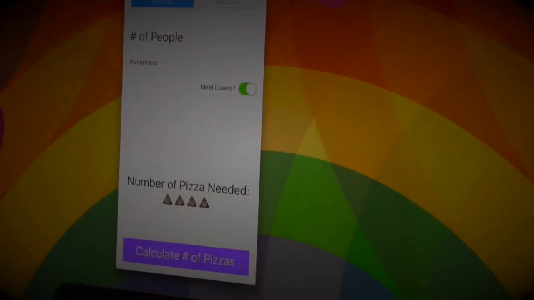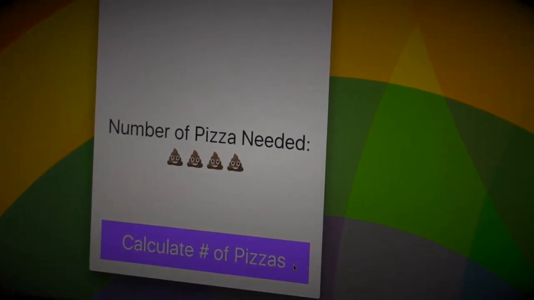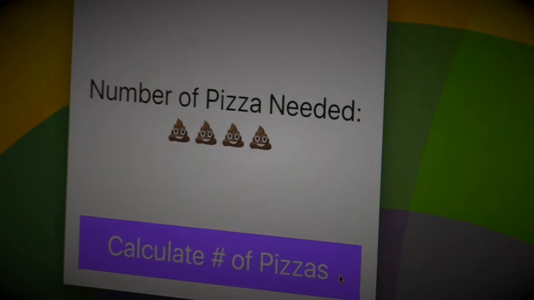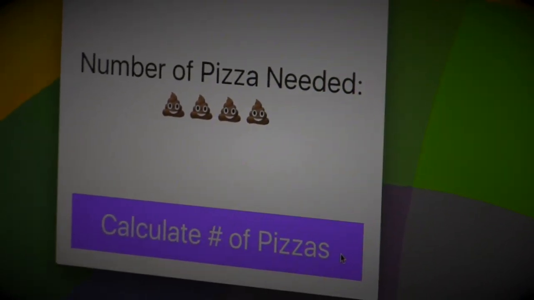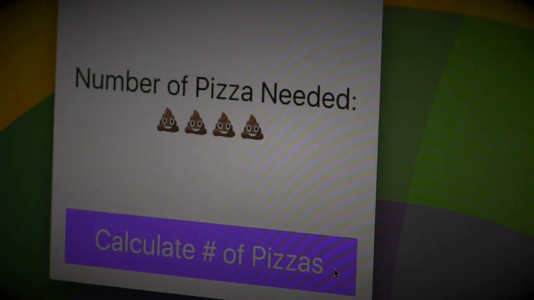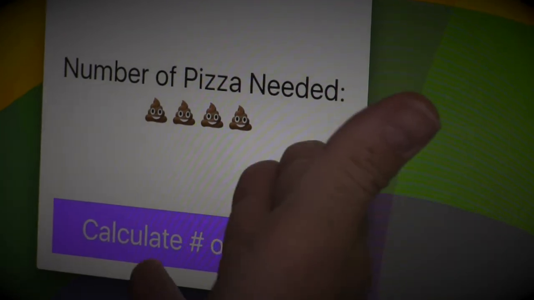What? The answer is 4 poops? The number of pizzas is 4 poops? Why am I getting that? It's supposed to be a number. I'm expecting 5, 6, 8, 12. I got 4 poops? What?